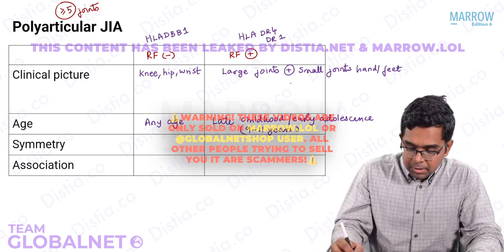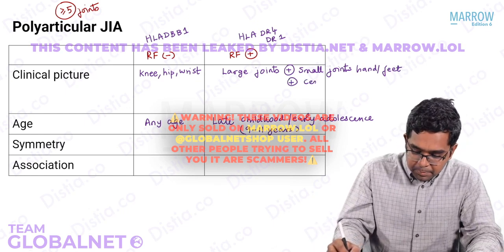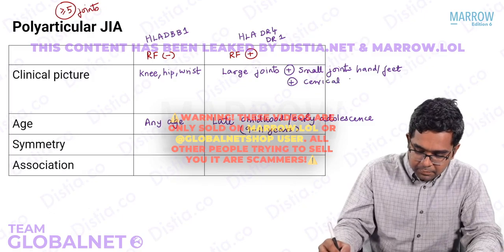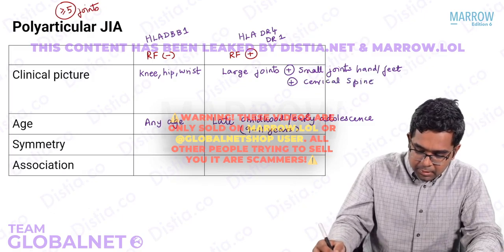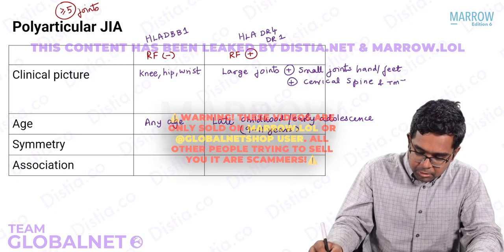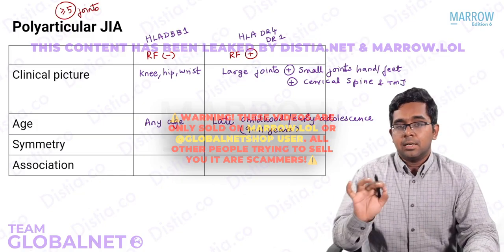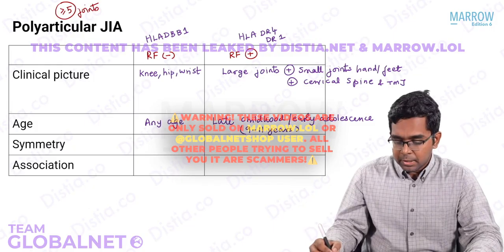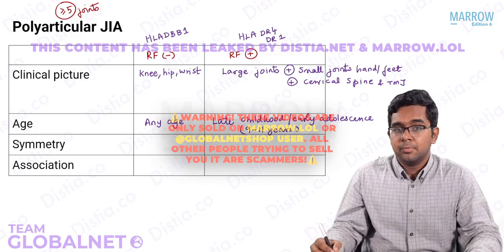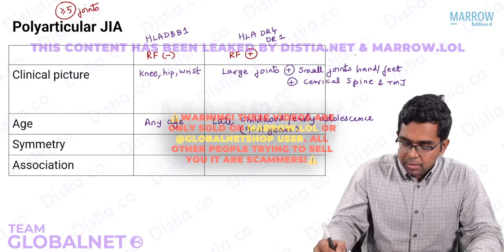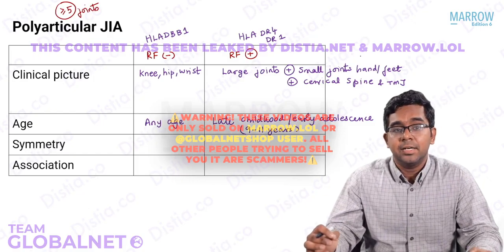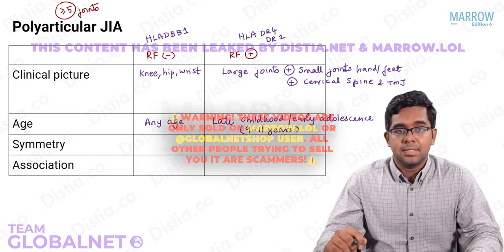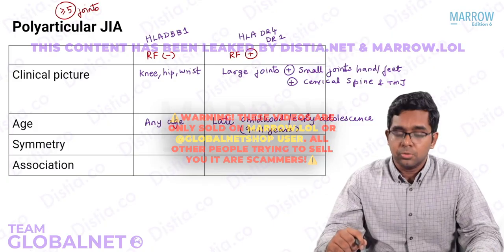Additionally, the cervical spine and TMJ, that is temporomandibular joints, may be affected. You can also remember that because of additional joint involvement in rheumatoid factor positive type of polyarticular JA, it is somewhat resembling the adult variety of rheumatoid arthritis as well. That is something which you should know about.